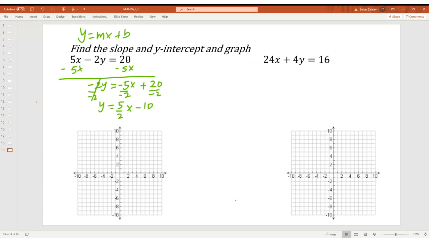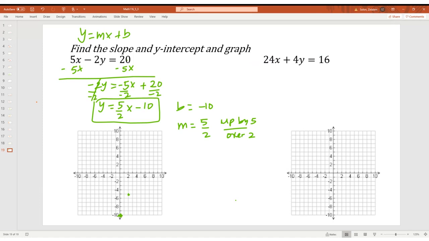Now if you see here, that's the equation in slope-intercept form. So we can change it from the standard form into slope-intercept form. B equals -10, so we have -10 here. Then it says M equals 5/2. That means it goes up by 5 and over 2. So you go up by 5, so you have 1, 2, 3, 4, 5, then over 2. Again, you go up by 5 over 2. You can continue doing that until you get more points if you want.